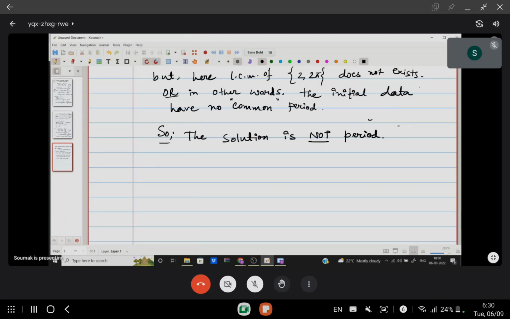No, no. The least common multiple, yes, sir, you can find the least common multiple, okay. But here one term is an integer and one is irrational, so how is it possible? They don't have a common period.